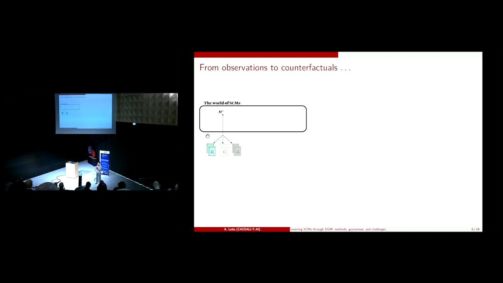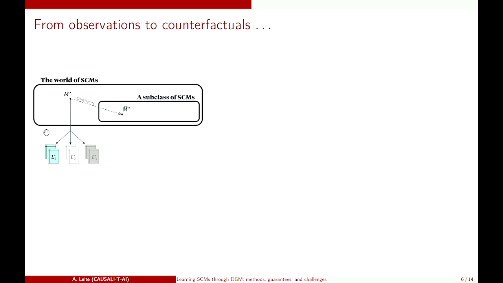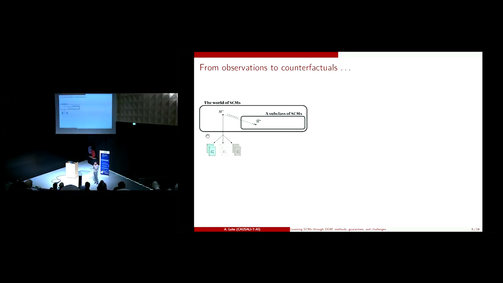However, you don't have this model; it is not available. So let me see what constraints I need to assume to reduce to a subclass of structural causal models, which, with these constraints, I try to approximate to get my M star hat.